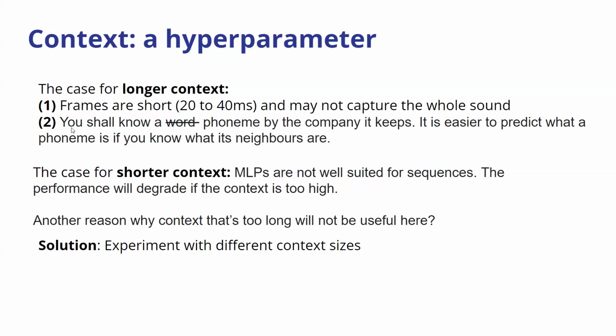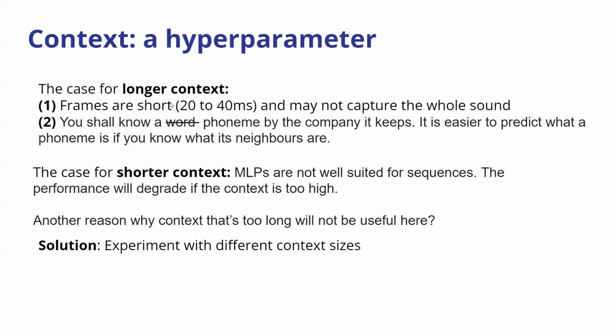Two is a common saying from a linguist called Firth. He said you shall know a word by the company that it keeps. Here we've just said you shall know a phoneme by the company that it keeps. This basically means that it's easier to predict what a phoneme is if you know what the neighbors are. So if you hear the phoneme before and the phoneme after, you can probably get what the one in the middle is, because over time you have a sense of how these things follow each other. So this is what we also want the model to learn.